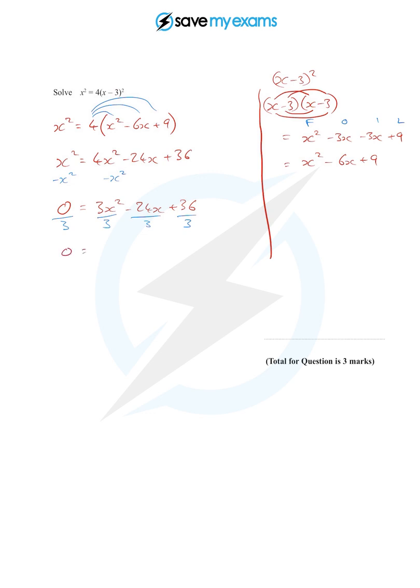0 over 3 is still 0. 3x squared over 3 is x squared. 24x over 3 is 8x, and there's a minus sign. 36 over 3 is 12. And I have a quadratic equation to solve, as predicted. 3-term quadratic. There they are, x squared minus 8x plus 12.